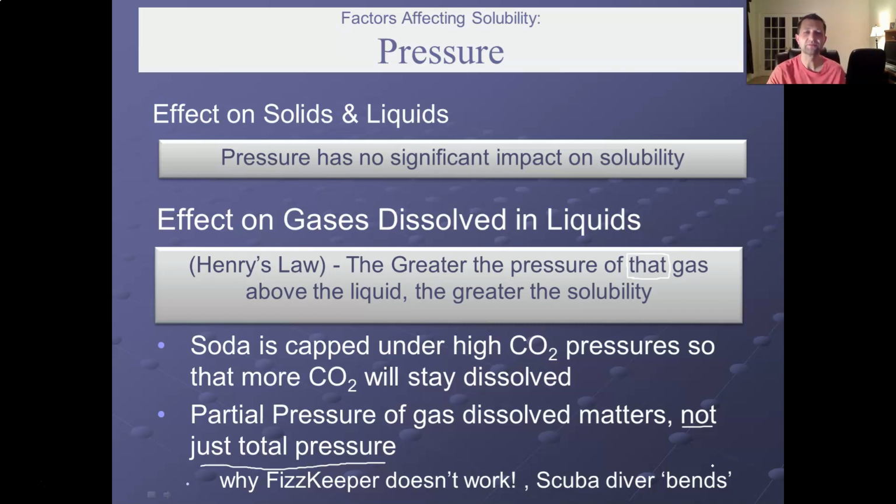As you surface and the pressure decreases, the gas can escape easier, and it can be very uncomfortable and very painful for scuba divers when that nitrogen gas starts to leave their blood too quickly.